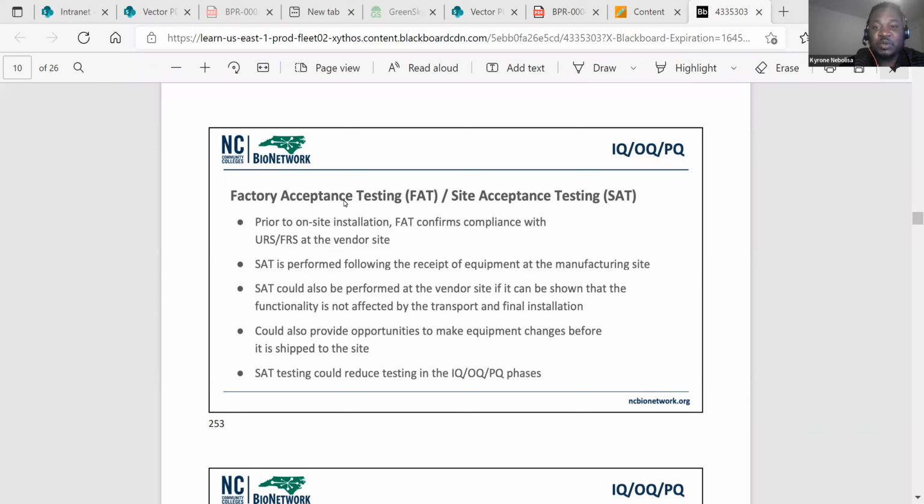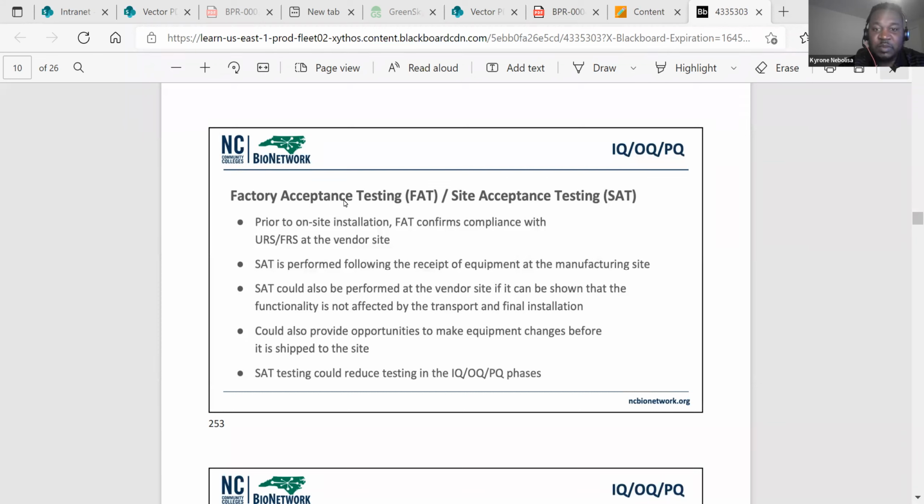Usually, you want to make sure you do it at your site because when you ship a piece of equipment, there's no telling what could happen to it. So when it comes to your site, you want to make sure that the functions of the equipment that you verified at the factory are still the same, because during transport, anything can happen.